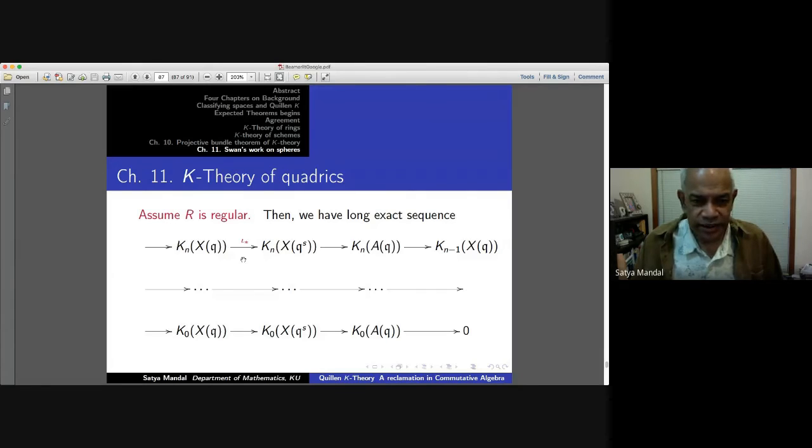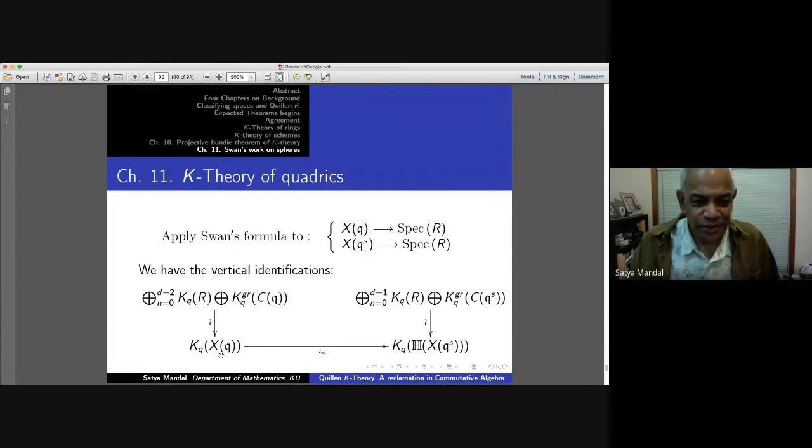Now I look at this iota star. This is the map induced by the inclusion of the closed subscheme. And Swan's theorem, this is my I star. Swan's theorem says that, yeah, this is the projection formula that I did not state. Swan is really an incredibly smart person. This resolution that I told you would generally be an infinite resolution, but he somehow cuts it down.